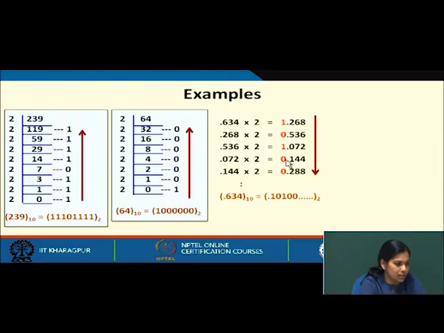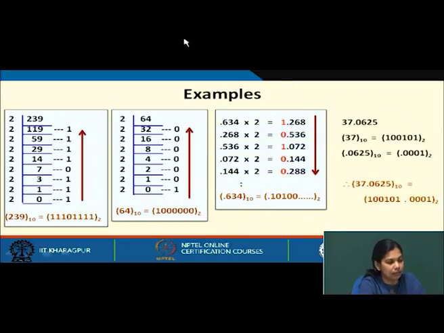0.10100, and if you want to do it for some more, you can also do that. So, this is how we can convert a fractional decimal part to binary. Similarly, we can take an example of a number which has both an integer part and a fractional part. The integer part can be converted and it is represented by this, and the fractional part is converted and it is represented by this, and finally, you can write the answer in this fashion.